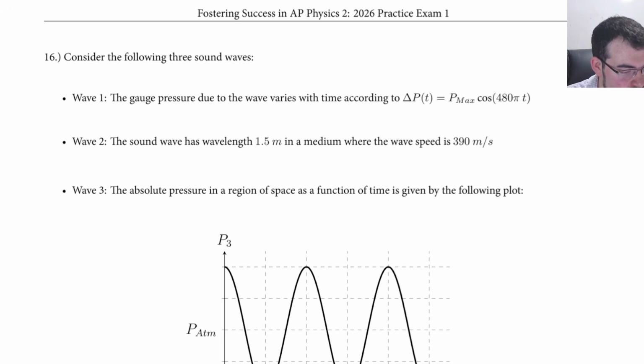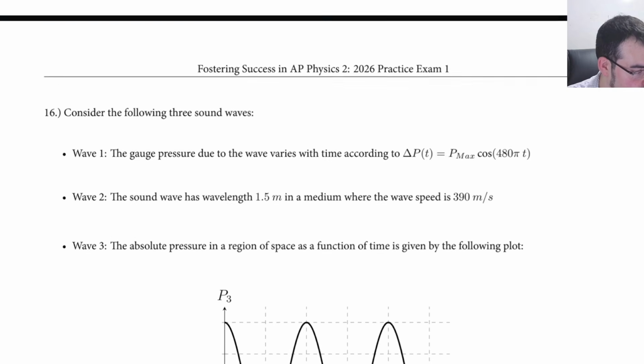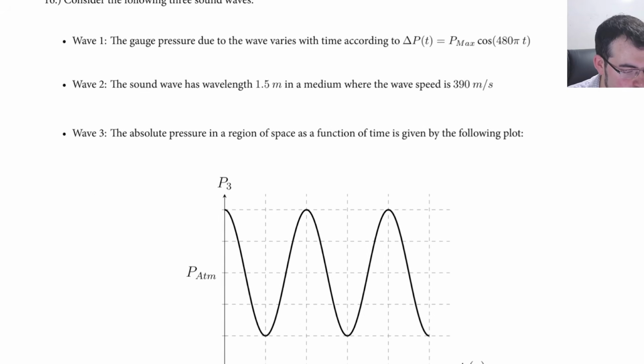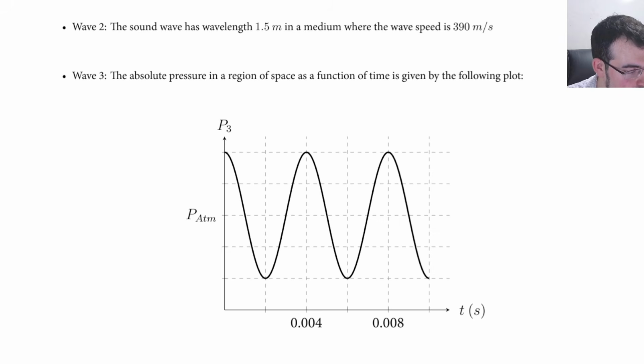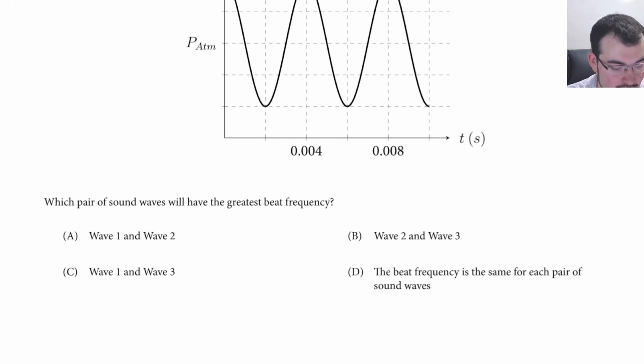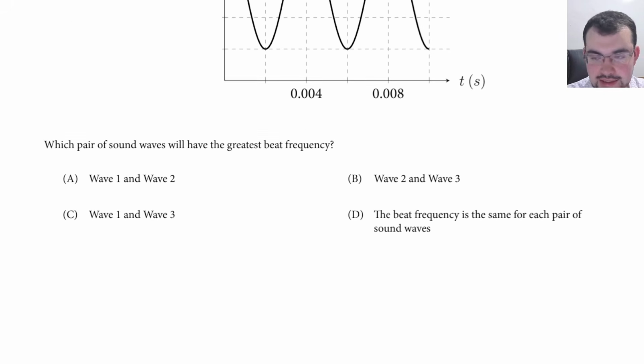Consider the following 3 sound waves. So first we have the pressure. The gauge pressure varies according to this cosine function. Then we are given a wave whose wavelength and speed are known. Then we're given the pressure as a function of time. Okay. Which pair of waves will have the greatest beat frequency?